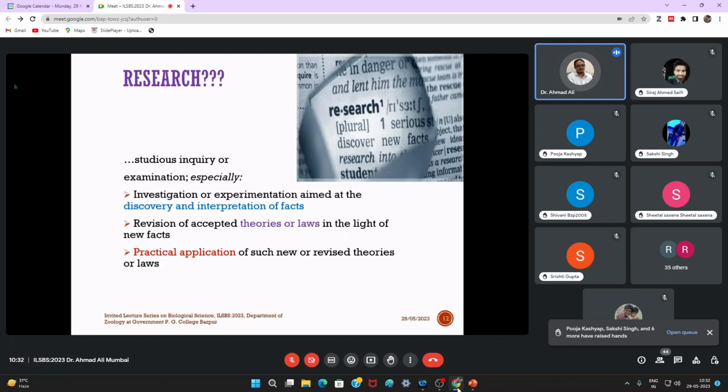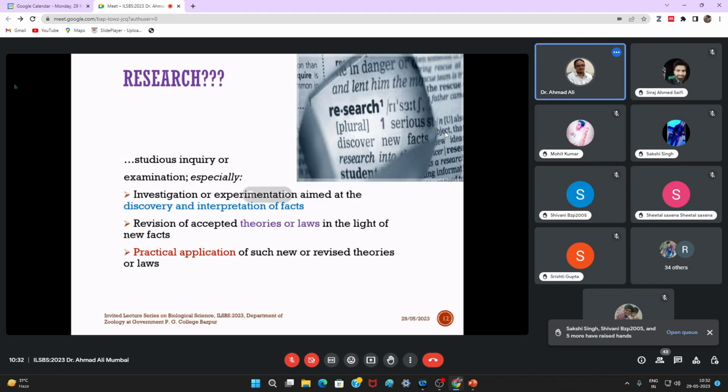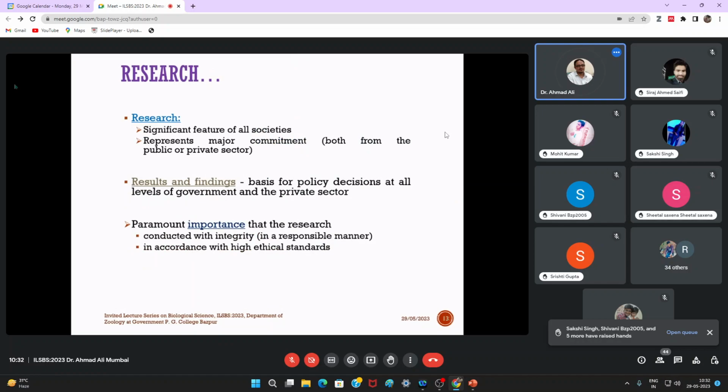So, research is studious inquiry or examination, especially investigation or experimentation aimed at the discovery and interpretation of facts, revision of accepted theories or laws in the light of new facts, and practical application of such new or revised theories or laws.